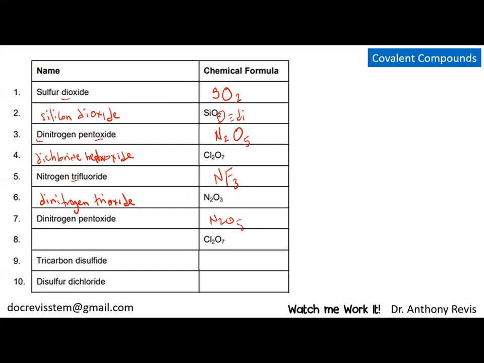Here I have dinitrogen pentoxide. Both have nitrogen and oxygen, but they have it at a different ratio of atoms. Therefore, it's a different compound. And it looks like I did this one twice. Boy, why would I want to do that? I'll tell you what, I'm not going to write it twice then.